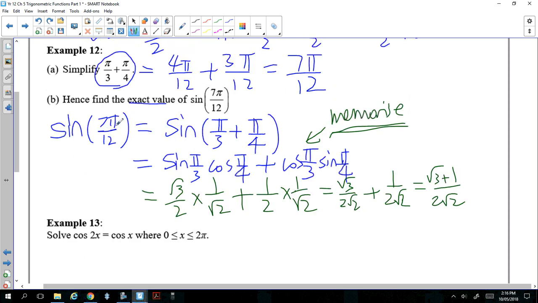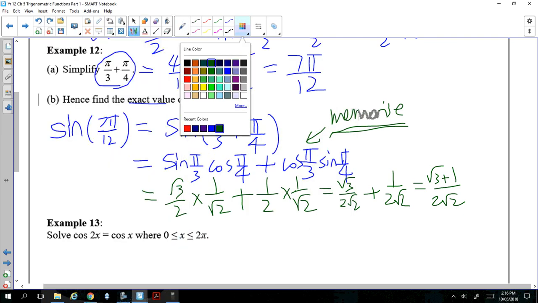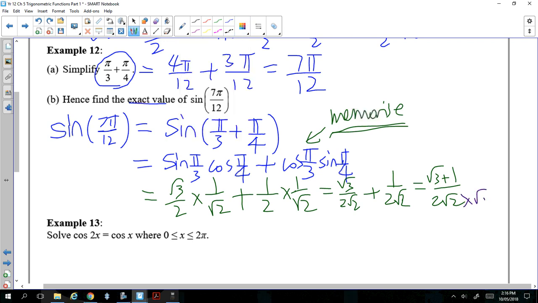I think it's okay, but we can rationalize just for practice. So you get root 2, root 2. What do we get? We get root 6 plus root 2 over 4.